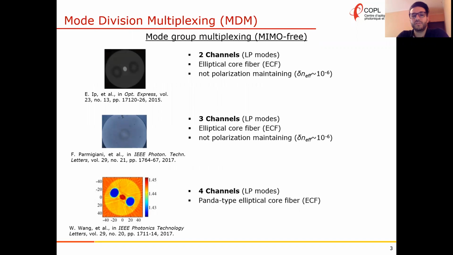So mode division multiplexing can be realized with mode groups. And here are listed some examples that reach MIMO-free transmissions. In particular, they are composed by an elliptical core shape, and they reach a different number of channels, so respectively 2, 3, and 4 channels.